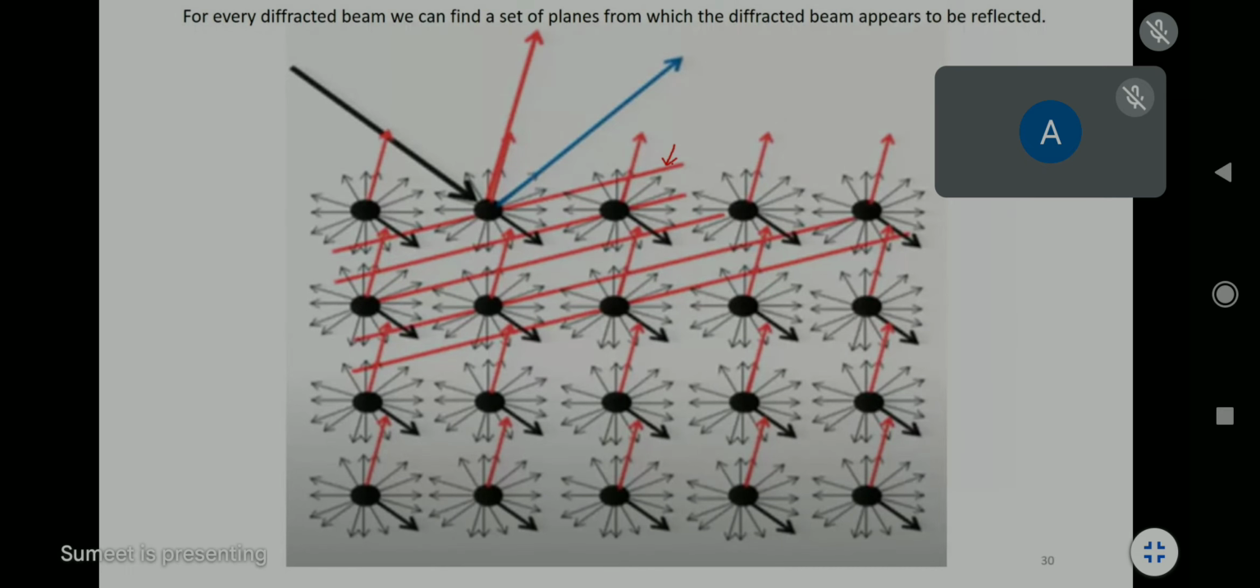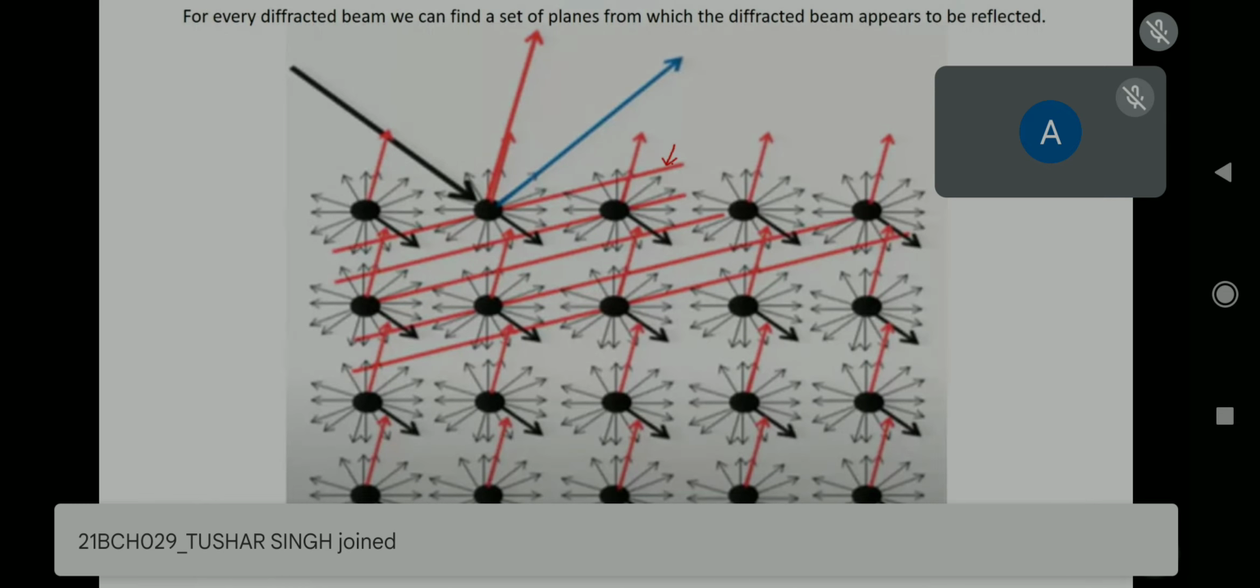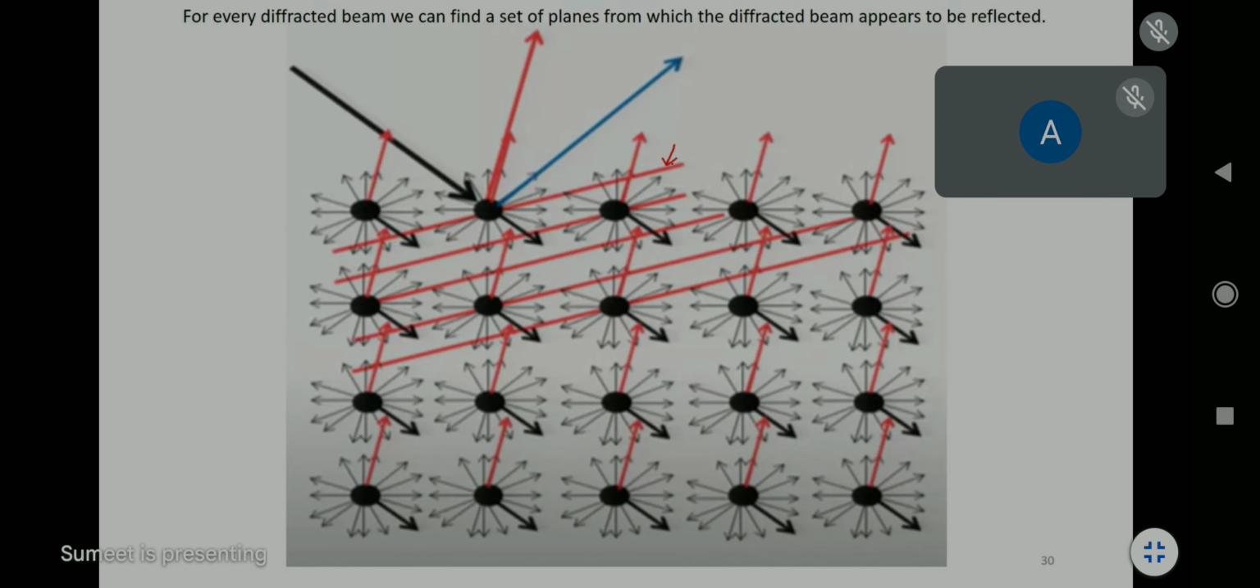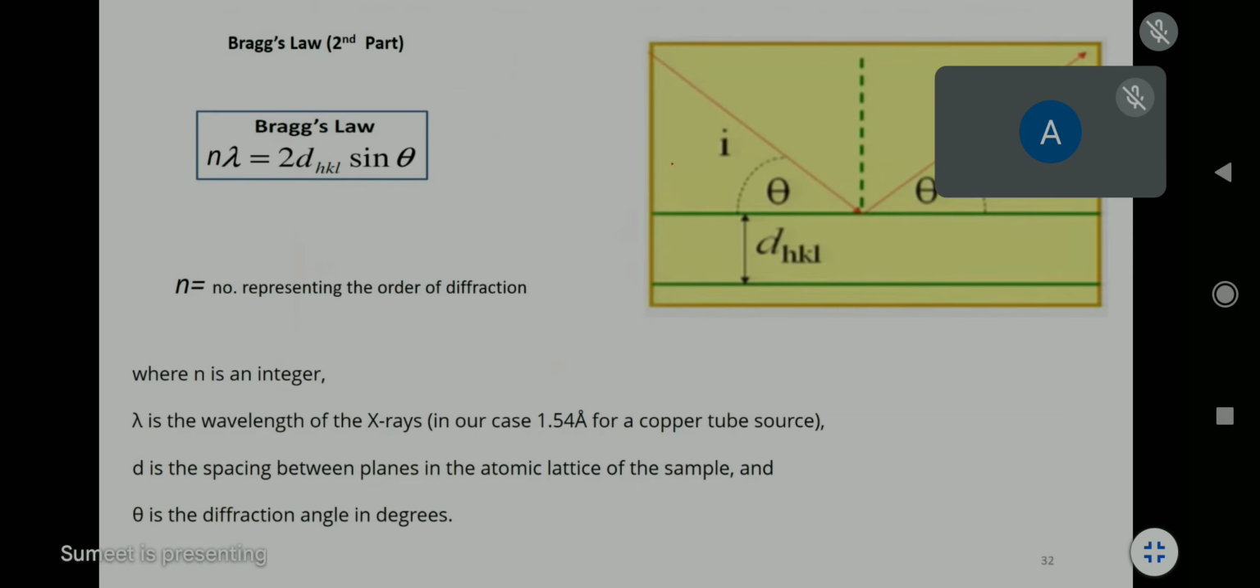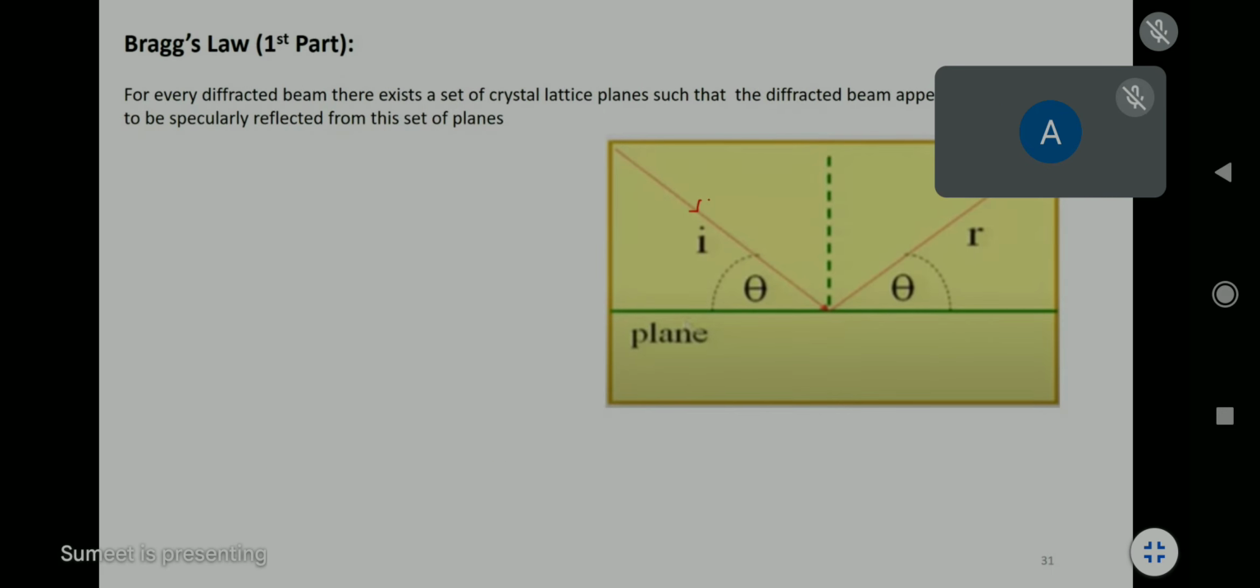So this was the first idea which was given by Bragg, that when X-rays interact with the material, they get diffracted, and diffraction occurs due to different sets of planes. This is the first law which is shown here. This is the incident ray and this is the reflected ray, which I have already drawn in this picture, that if you change the angle of incidence, the angle of reflection will change.